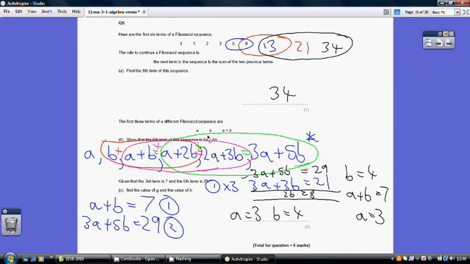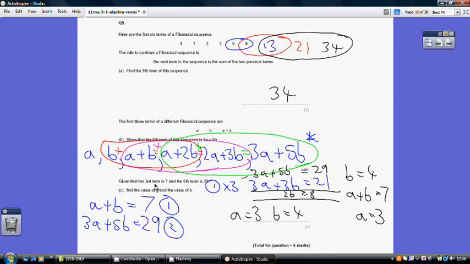So we start off with the 3 that they gave us: a, b, and a plus b. The next term is going to be adding the 2 previous terms, which is b plus a plus b, which is a plus 2b. Then the next term is the previous 2 terms, which is a plus b plus a plus 2b, which gives us 2a plus 3b. And then finally, the 6th term, the previous 2 terms, is a plus 2b plus 2a plus 3b, giving us our 3a plus 5b, which is what we had to show.